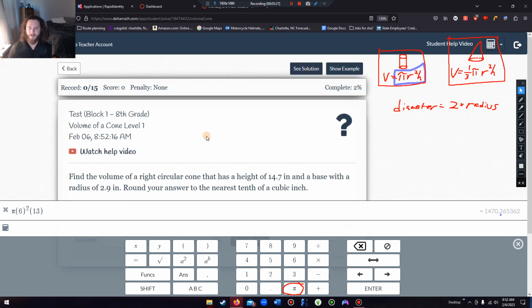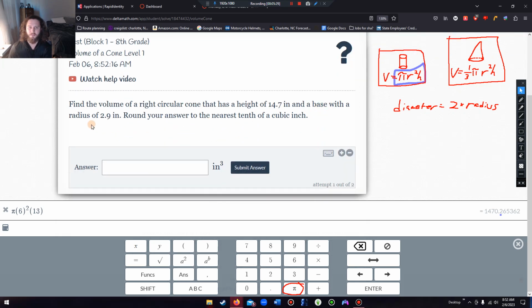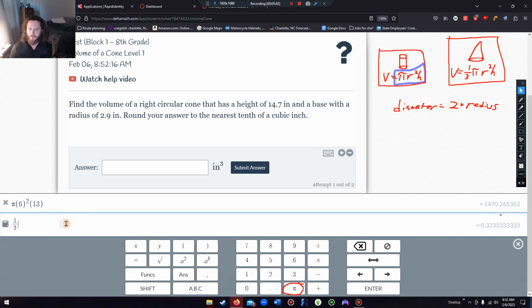So, going back to our original problem, this time they just told us the radius, so I don't have to do anything fancy. We're still going to be using this pi button, and this time it's going to be 1/3 times pi times the radius, so the radius is 2.9 squared, times the height, which is 14.7.